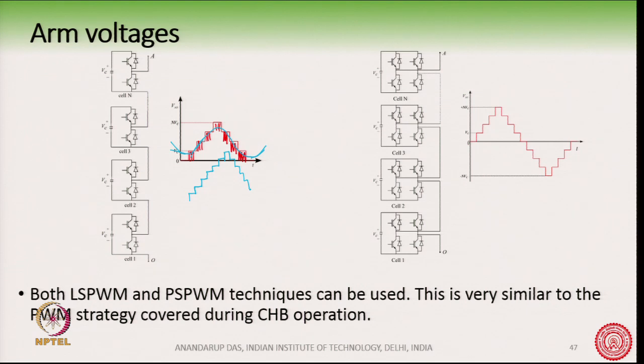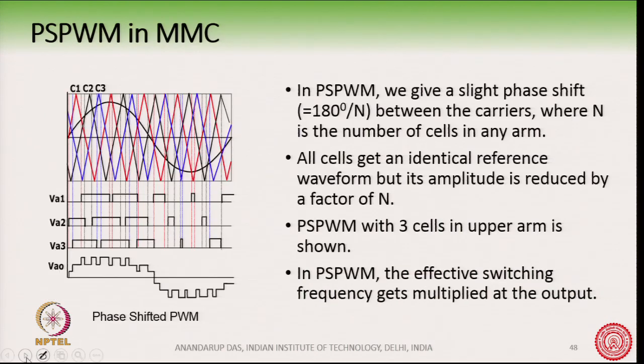Now, in order to realize this switching action, both level shift PWM and phase shift PWM techniques can be used, just like what we have done during the cascaded H-bridge operation and that discussion. So, suppose we want to use the phase shift PWM in MMC. So, we can see here the reference signal. This is the reference signal which we had shown. Suppose this is for the upper arm, and we have several carriers here. Okay. We have several carriers, and we know that in phase shift PWM we give a slight phase shift between the carriers. Okay. So, in this converter we have 3 cells in the upper arm. So, we use 3 carriers.